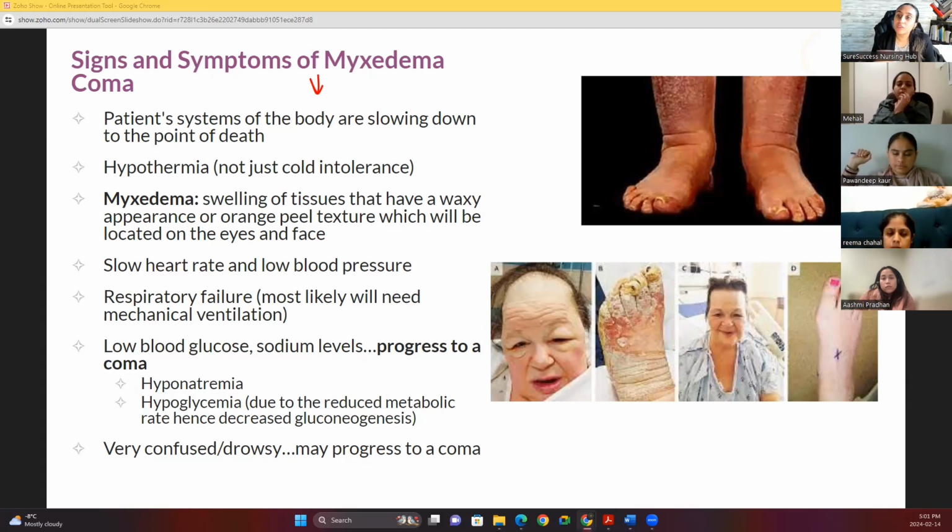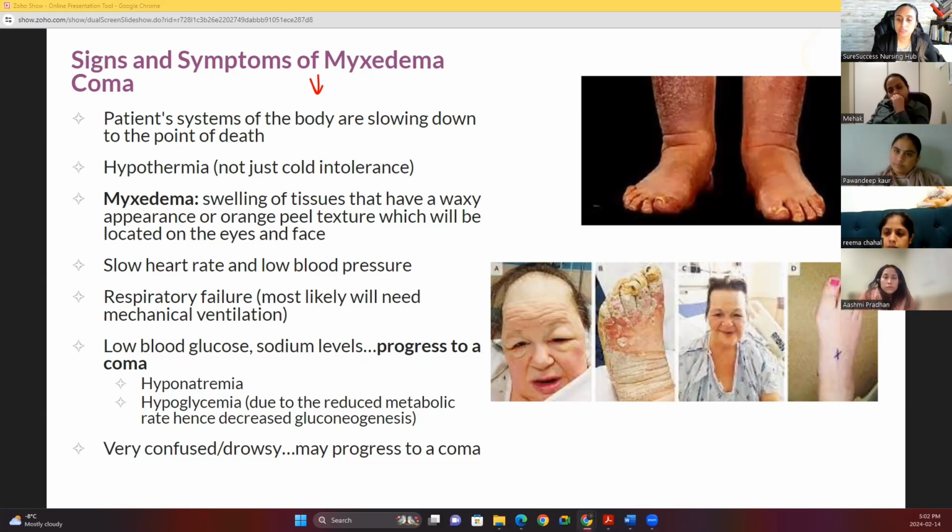And what is the side effect of IV thyroid? If you're giving too much, what can happen? Hyperthyroidism can happen. How do you know the patient is having signs and symptoms of hyperthyroidism? His heart rate will increase, temperature will increase, BP will increase, sweating. Simple.